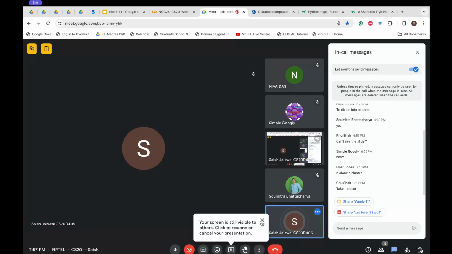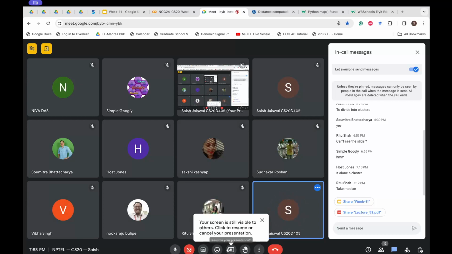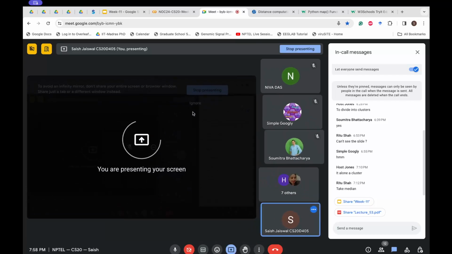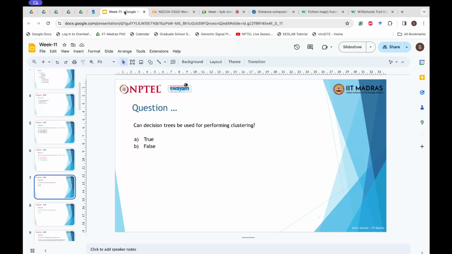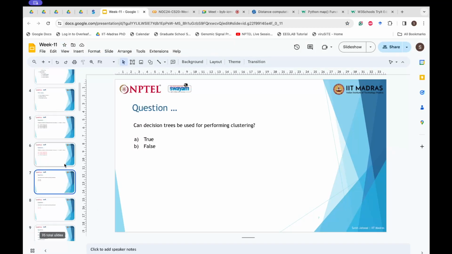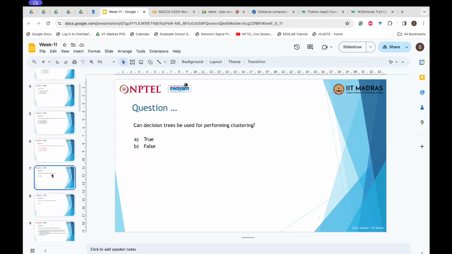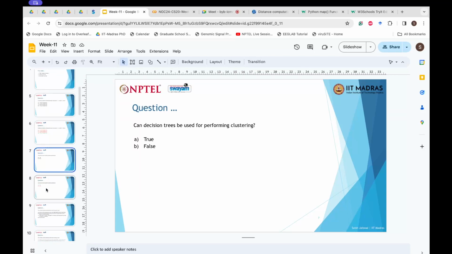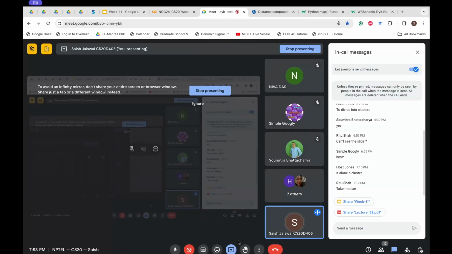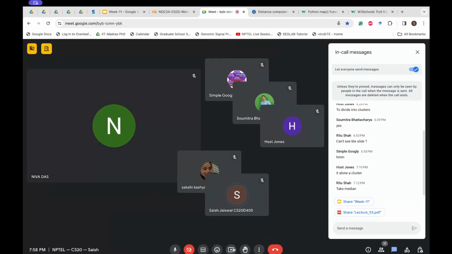Okay, so coming back to the question, can decision trees be used for performing clustering? So the answer is true. Oh, sorry, again I am not sharing, I think. Okay, let me share the tab.